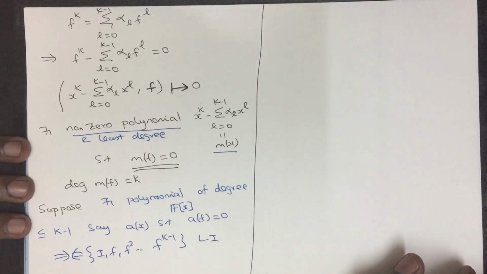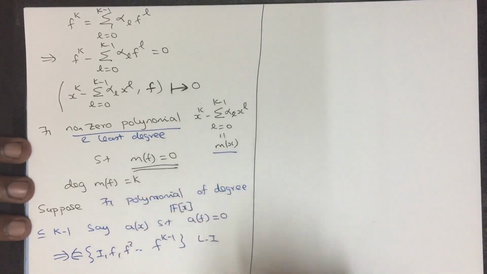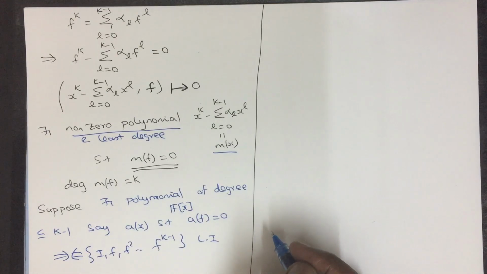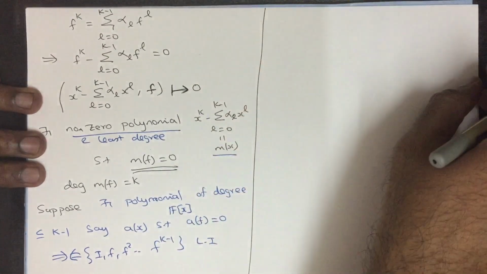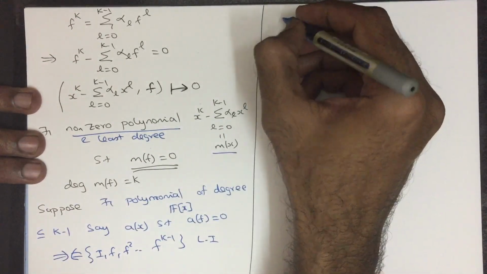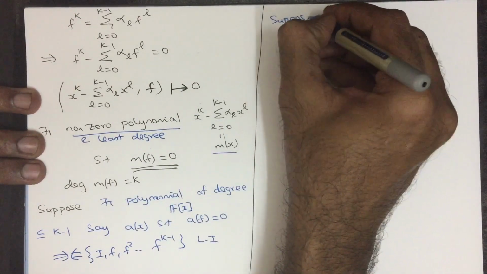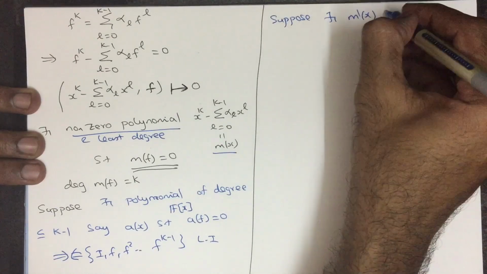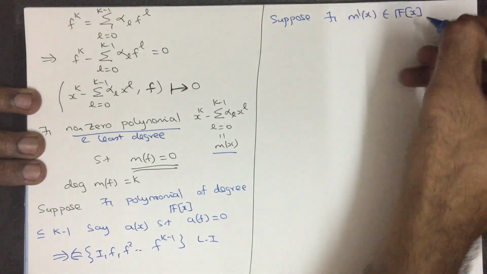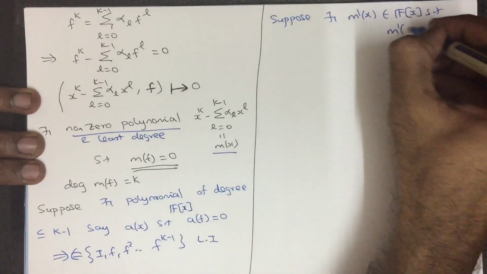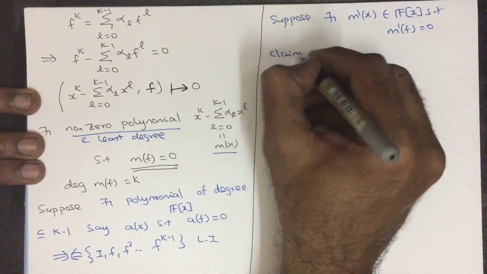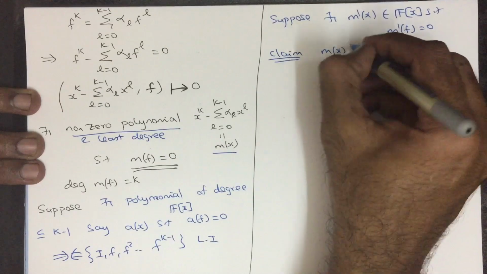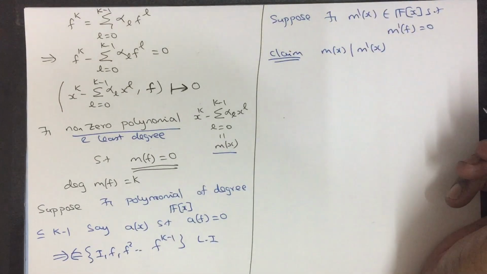Now, when it comes to the uniqueness of this polynomial, we have a small thing. Before that, we just see a small result that will help us to prove the uniqueness of this minimal polynomial. Suppose there exists a polynomial m dash of x belonging to F of x such that m dash of f is also 0. Then the claim is that m of x divides m dash of x. Suppose this exists.